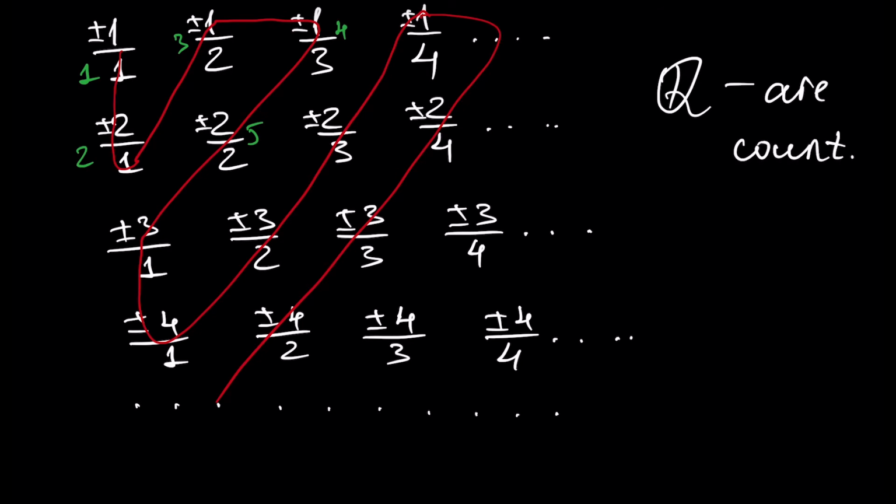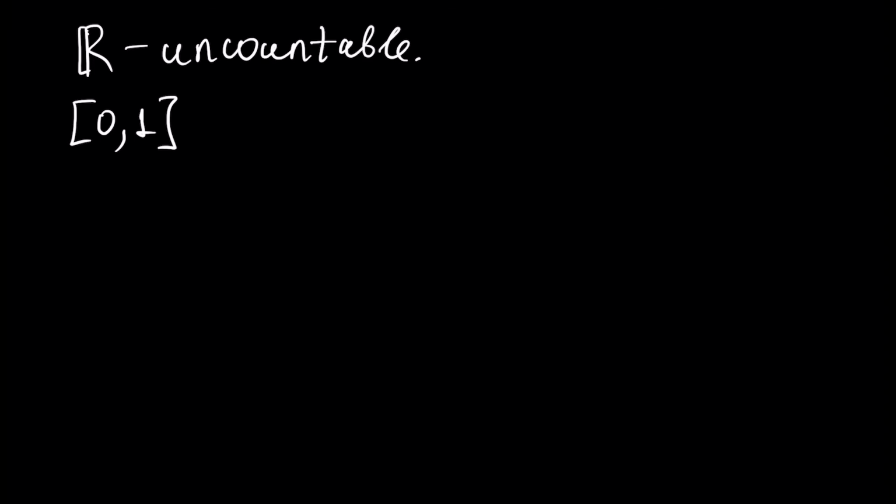Next, we will show that R, which is the set of real numbers, is uncountable. Let's prove that the set of real numbers is uncountable. It's enough to show that this segment from 0 to 1 is uncountable. And we prove that this segment is uncountable using the so-called Cantor diagonal argument or diagonal method.